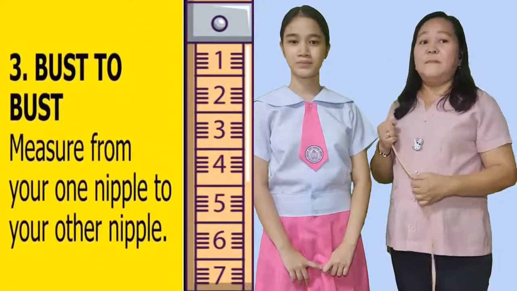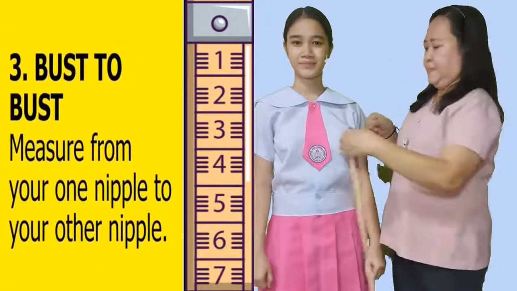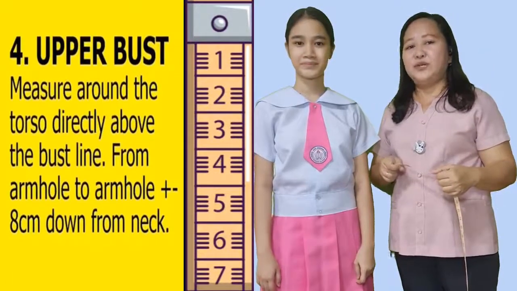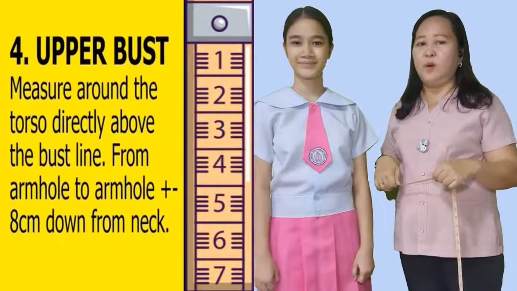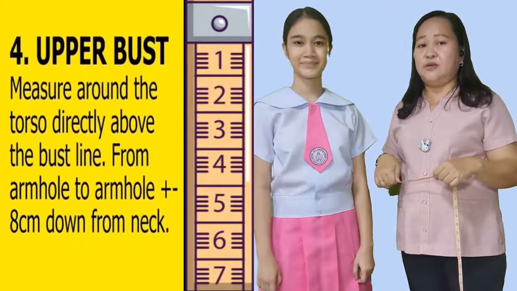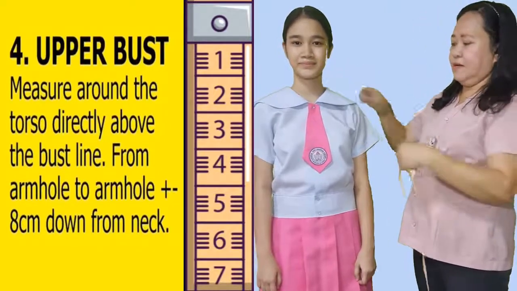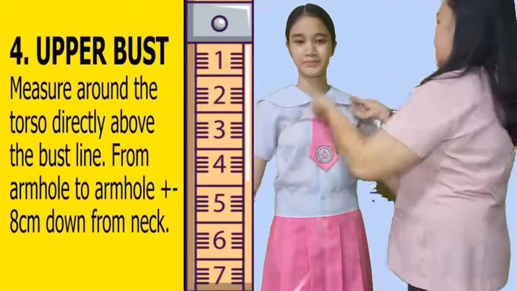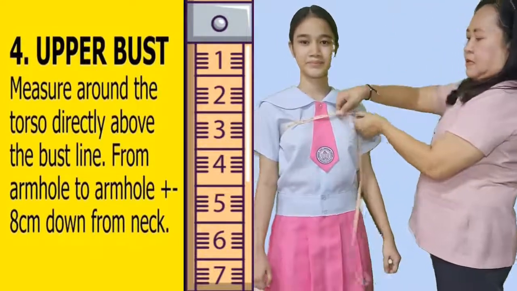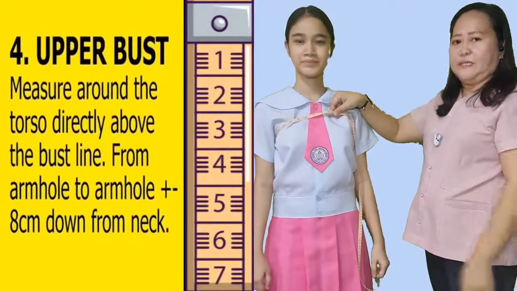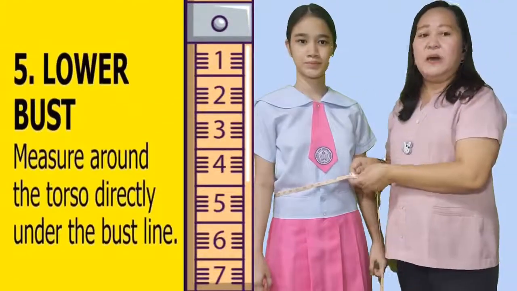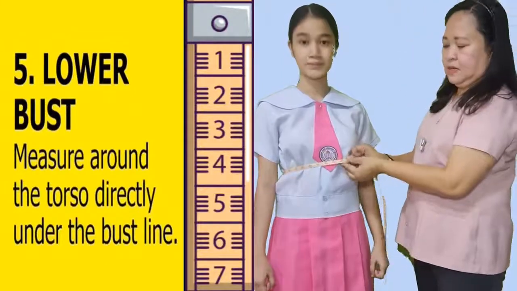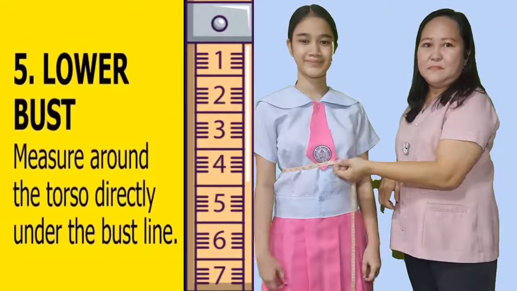Next is bust to bust. Measure from one nipple to the other. Like this. Next is upper bust. Measure around the torso directly above the bust line. Armhole to armhole, plus or minus 8 centimeters down from the neck. So from here, this is the measurement for upper bust. Next, lower bust. Measure around the torso directly under the bust line. So here's the lower bust.